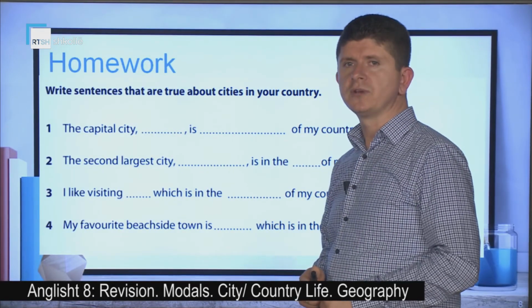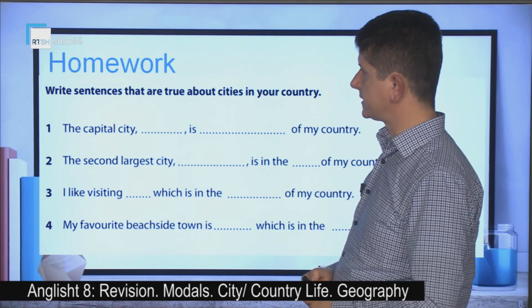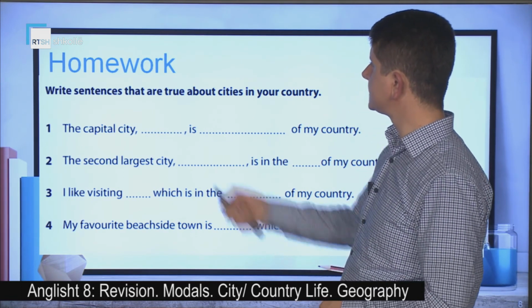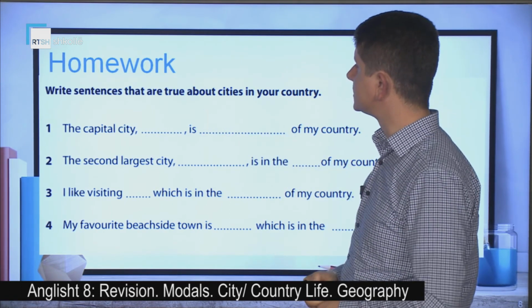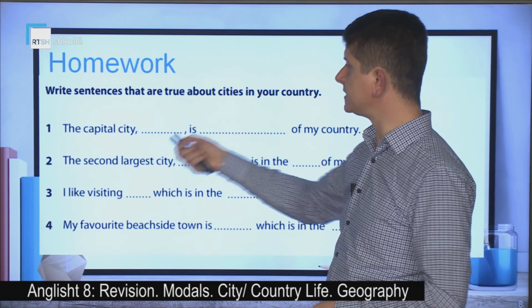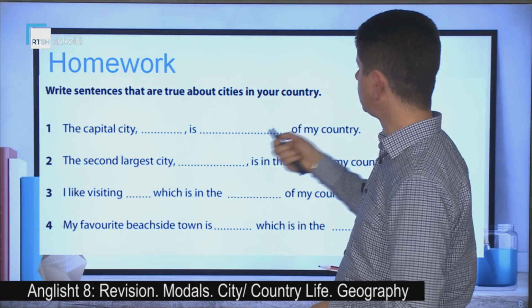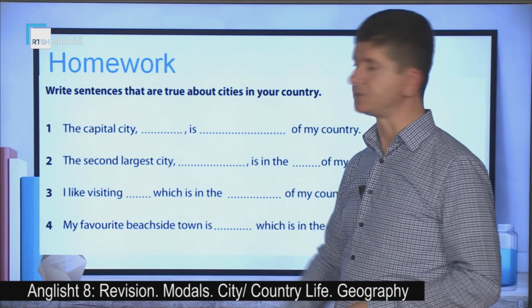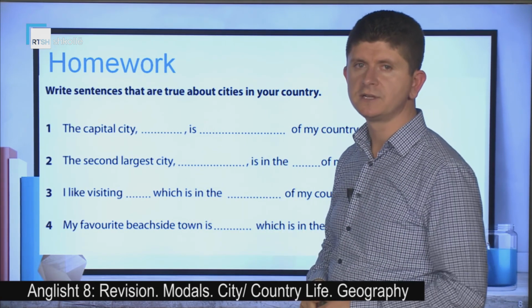For next time, you will have a homework assignment. You are going to write sentences that are true about the cities in our country. For example, the capital city, Tirana, is in the center of my country. And you also complete the other sentences.